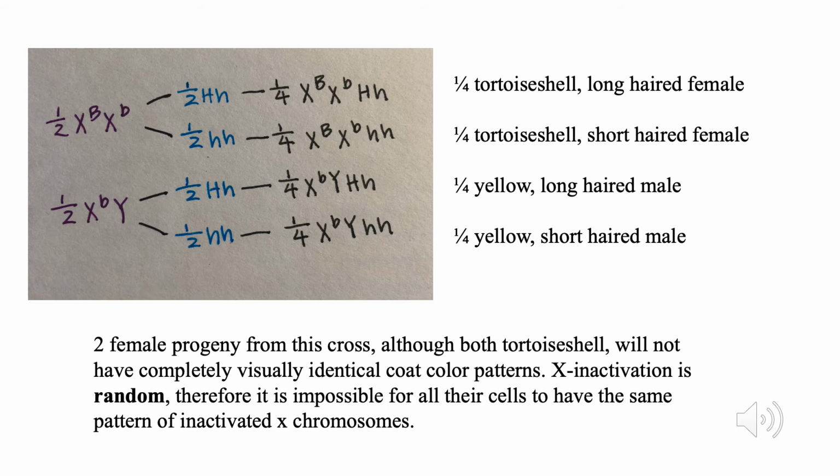Our results are: a quarter will be tortoiseshell long-haired females, a quarter will be tortoiseshell short-haired females, a quarter would be yellow long-haired males, and a quarter would be yellow short-haired males.